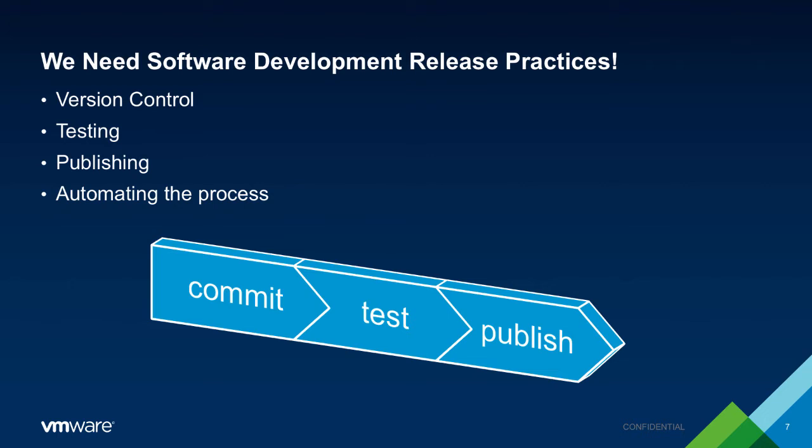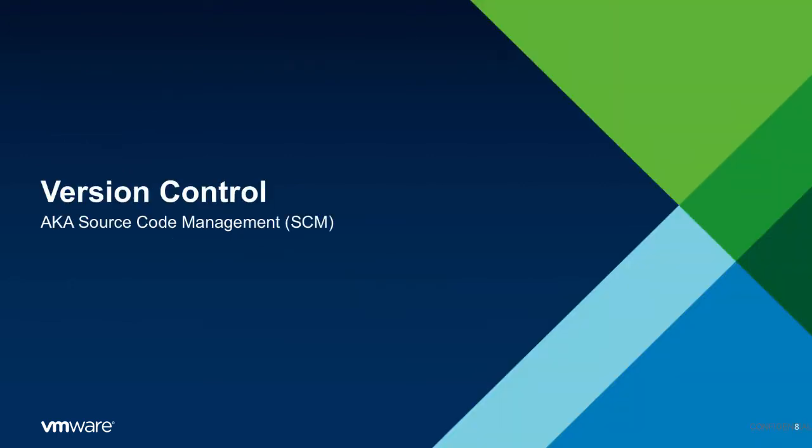So how do I orchestrate this entire process of going from a code commit to automatically testing and then automatically packaging, publishing, and distributing? Let's get started by talking about version control. Sometimes it's called source code management or source control management. Doesn't matter what we call it. It's all about knowing what changed in our code, and sometimes more importantly, when it changed and why it changed.